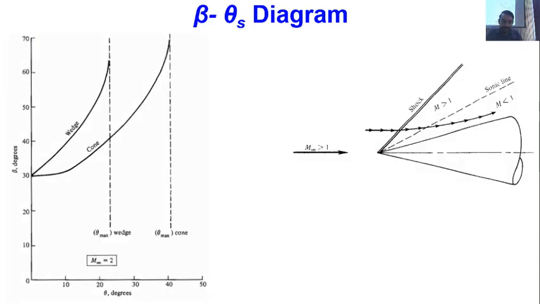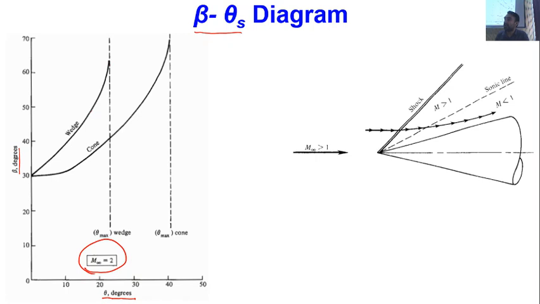Then, an important point: this is the beta and theta s diagram. Theta s is the shock wave angle for a cone and beta is the shock wave angle for a wedge. So in this important diagram, this is the variation for a wedge and this is the variation for a cone. Typically you can say that, and this diagram is drawn for a Mach number of M infinity equal to 2.